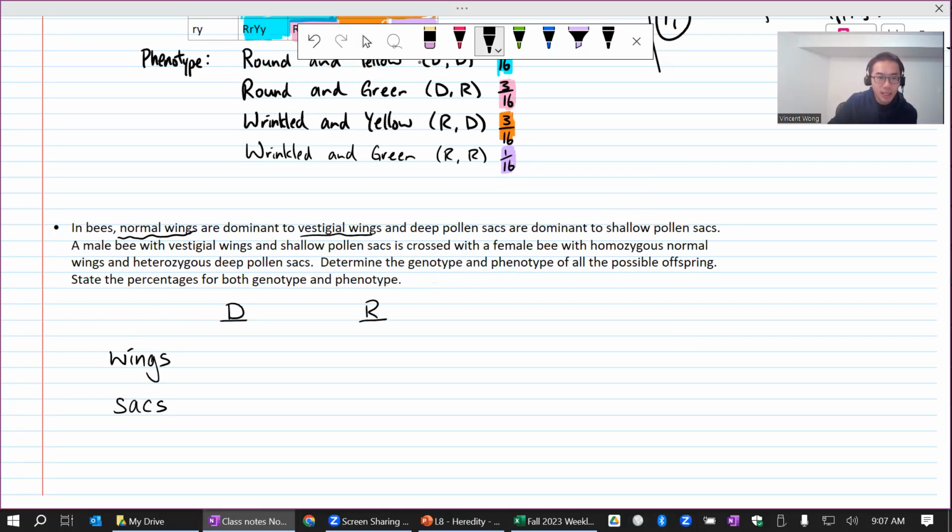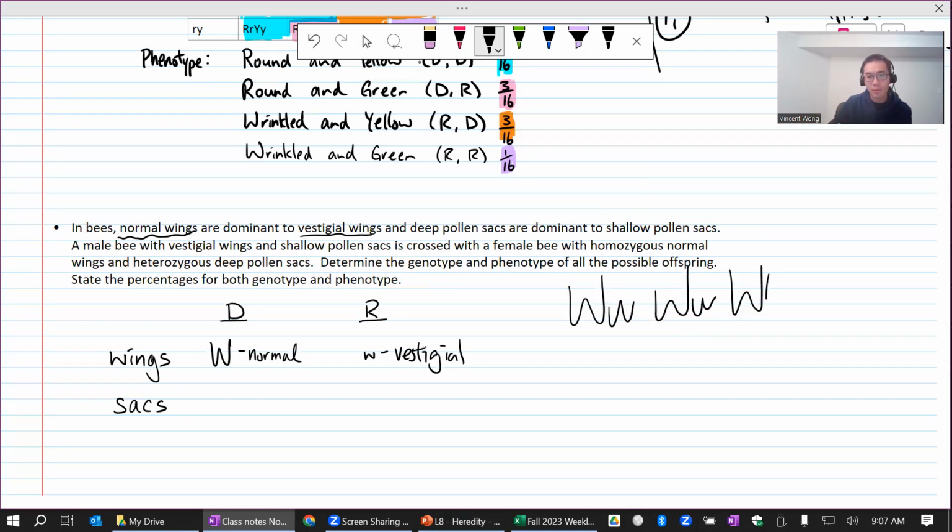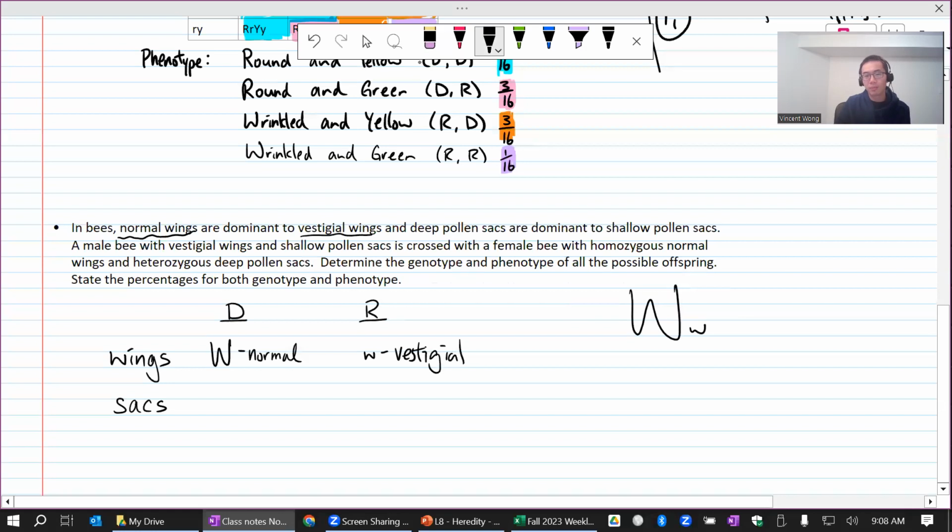So I can use capital W for normal and small w for vestigial. Choose letters that look different when you do your work. Don't be messy. Otherwise, when you write your W like that, sometimes you forget which one is big and which one is small. Make an effort for them to be different.